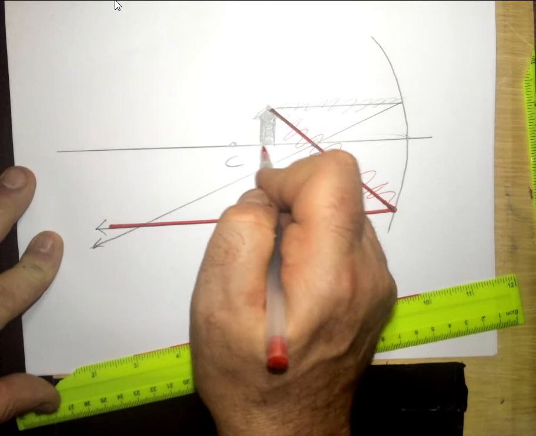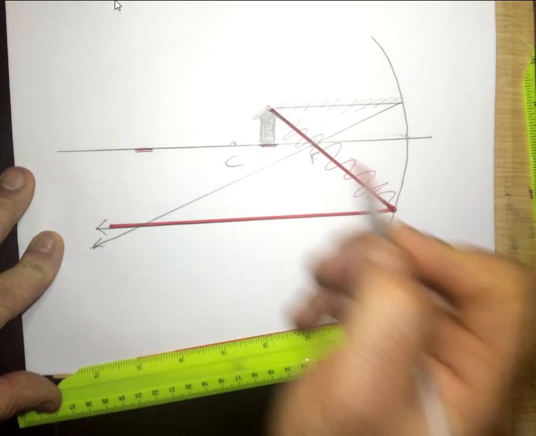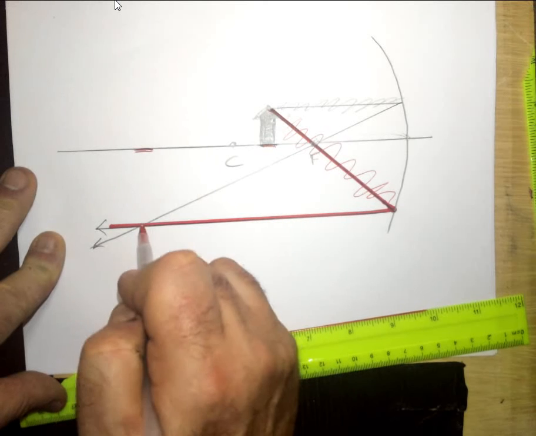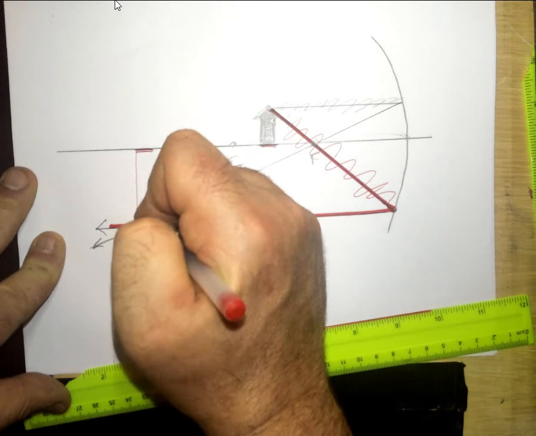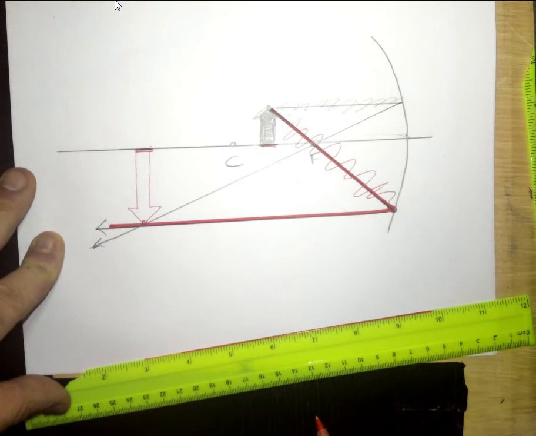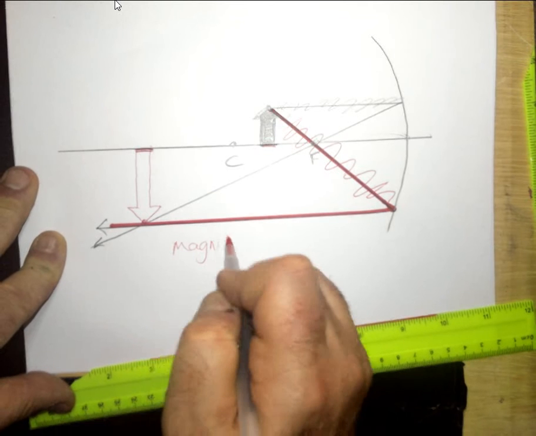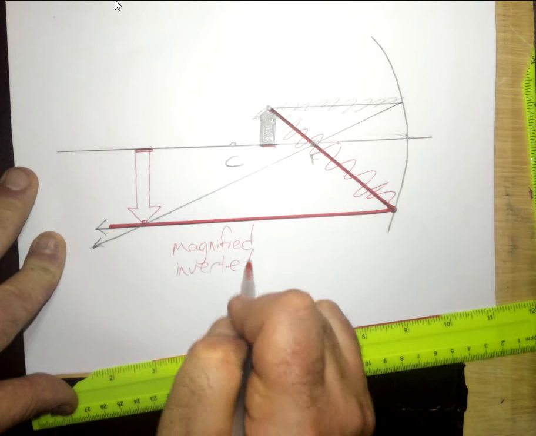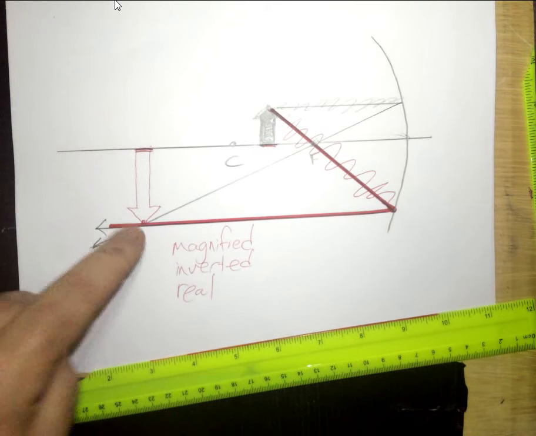The object's base is on the axis, so the image base is on the axis. This tip is where the two lines spread out, so where they come together, that's where the tip's image is. And so it's going to be upside down. So I would say that this is magnified. It is enlarged. It is inverted. It's upside down. And it is a real image. The light rays really do travel through that spot.